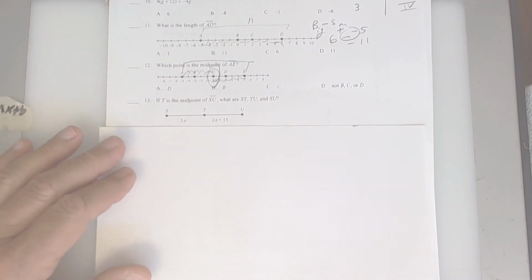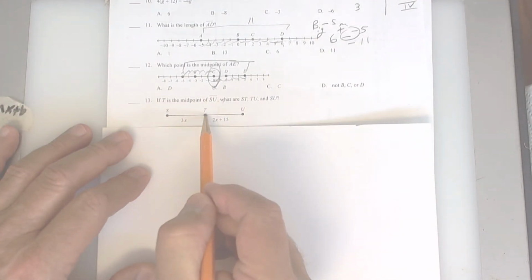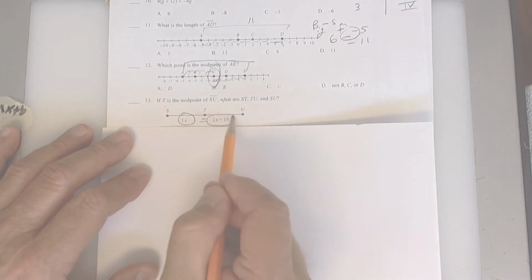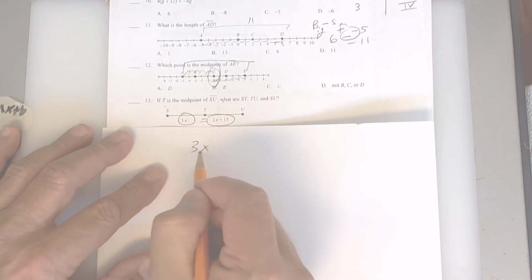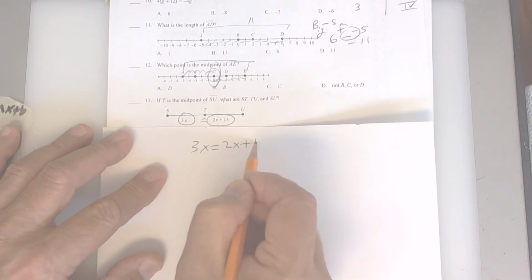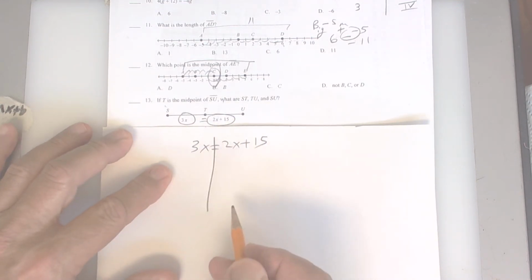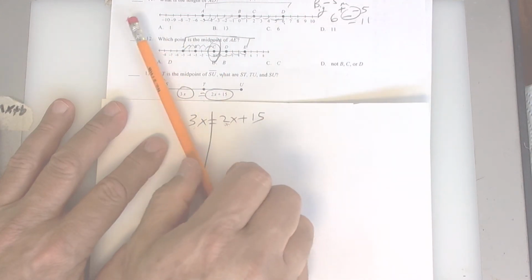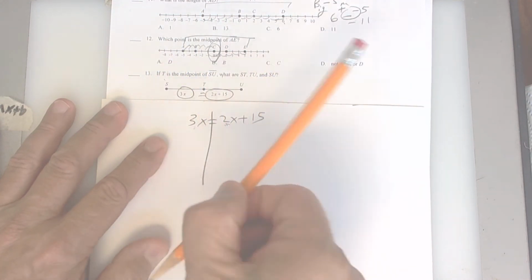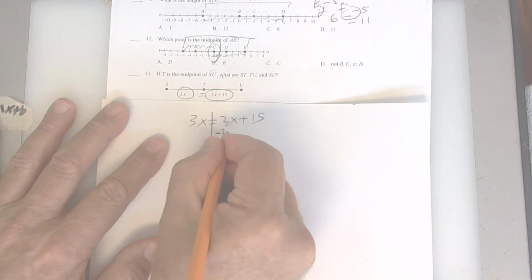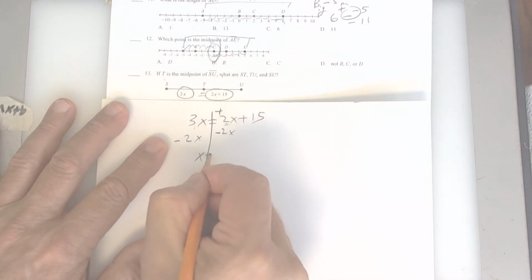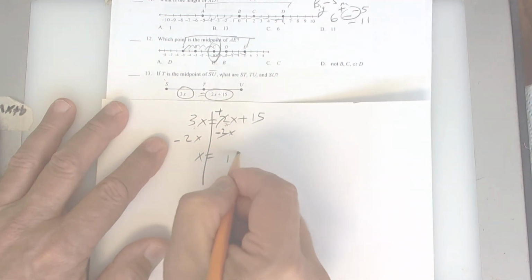This next one is a midpoint. It says it. Say T is a midpoint. So this is equal to this. So put 3x is equal to 2x plus 15. Draw a line. You want to get rid of the smaller one. Okay, you can't add them up because they're on different sides. But you can get rid of the smaller one. So subtract 2x. So you're going to get x is equal to 15.